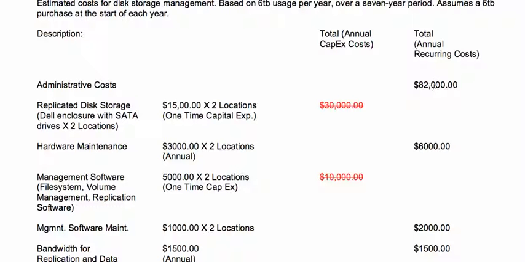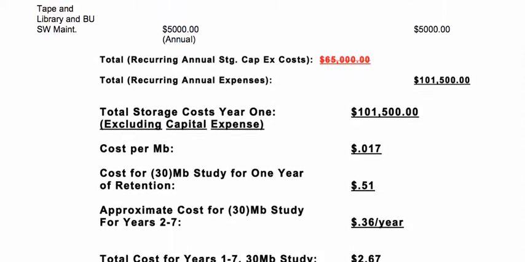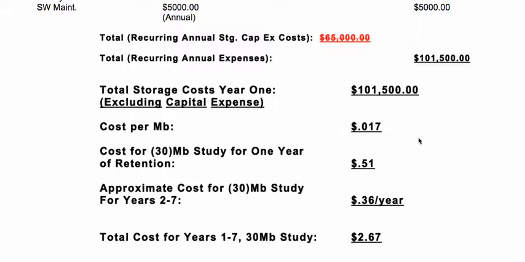We took about $1.25 for every capital expense dollar to manage that storage. So we think we took some very conservative estimates. And we just boil it down to a cost per megabyte. And the first year cost is 51 cents.